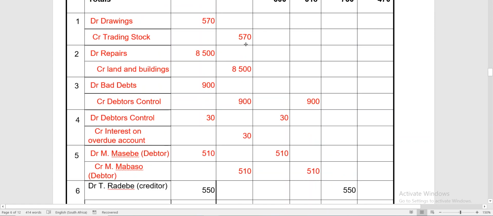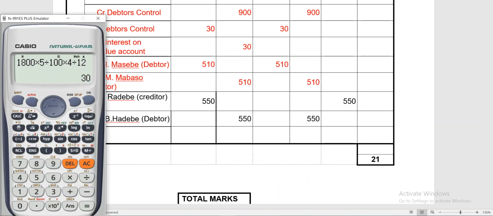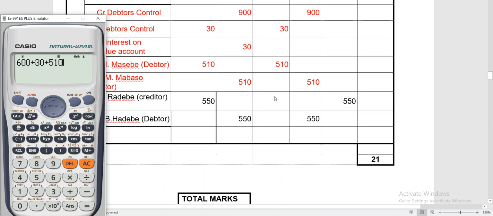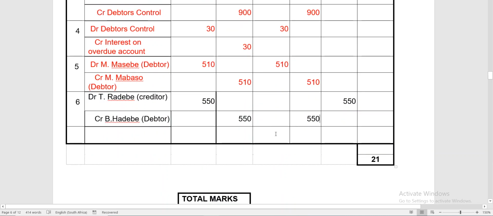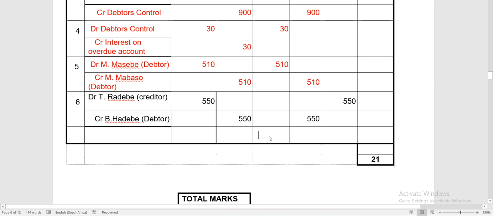Then remember here, we're going to have 600 plus 30 rand. Let's start with the debtors control. So on the debit side is 600 plus 30 rand, 600 plus 30 plus 510. Okay, and then the total will be written here. According to this, the answer is 1140. So that 1140, I'll write it here.